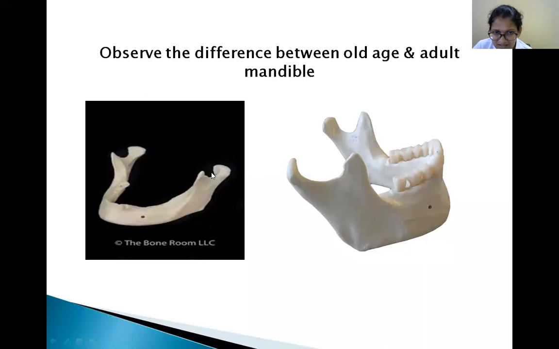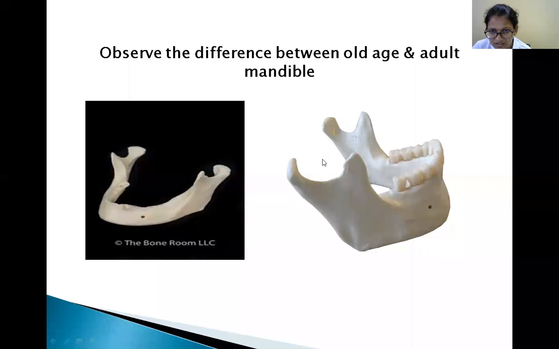And next, coming to the coronoid process and condylar process. In adults they lie in the same plane. Whereas in children, the coronoid process lies higher in position than the condylar process.